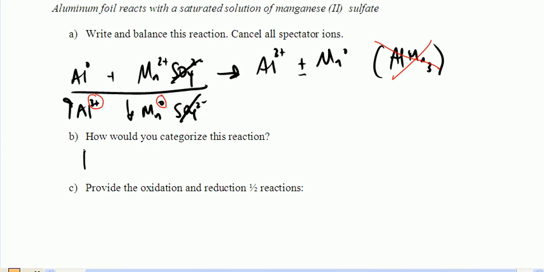How would I categorize this reaction? I have it up and down. There's the Blue Angels. Woo!